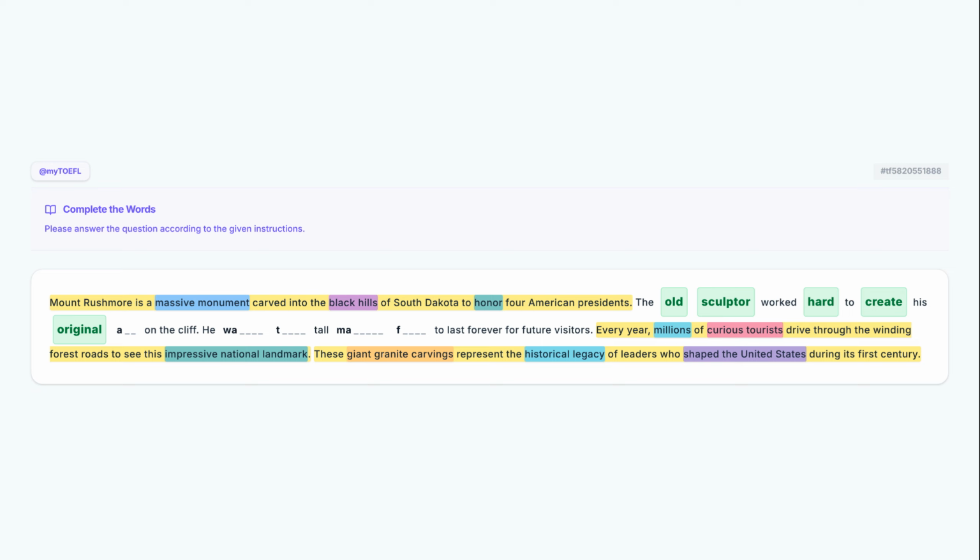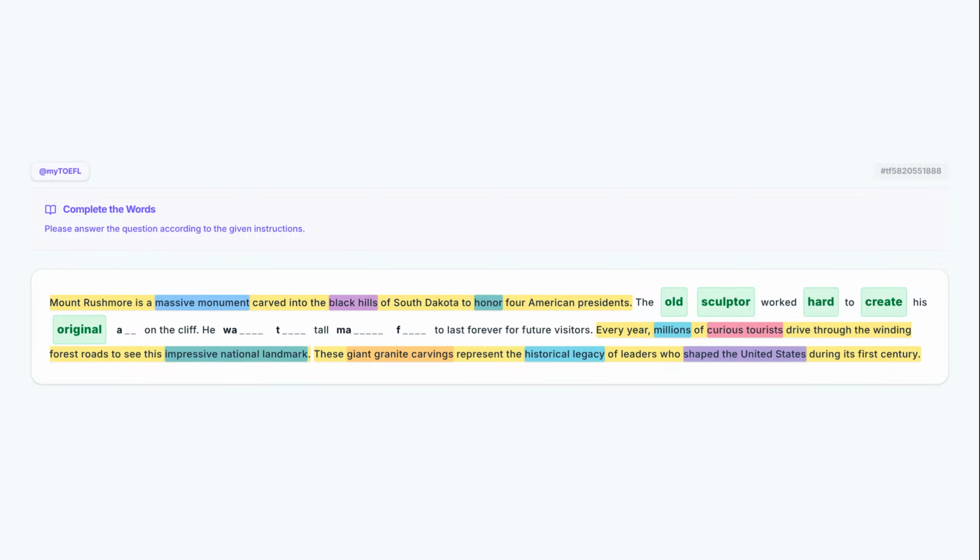He was proud. This word describes the sculptor's motivation. Since he worked hard to achieve a specific result, it is logical to say that he wanted to see his vision come to life. He wanted to paint. The word here serves as a pointer to the carvings mentioned earlier in the text. To refer back to the giant granite carvings specifically, the most natural word to use is these. He wanted these tall.